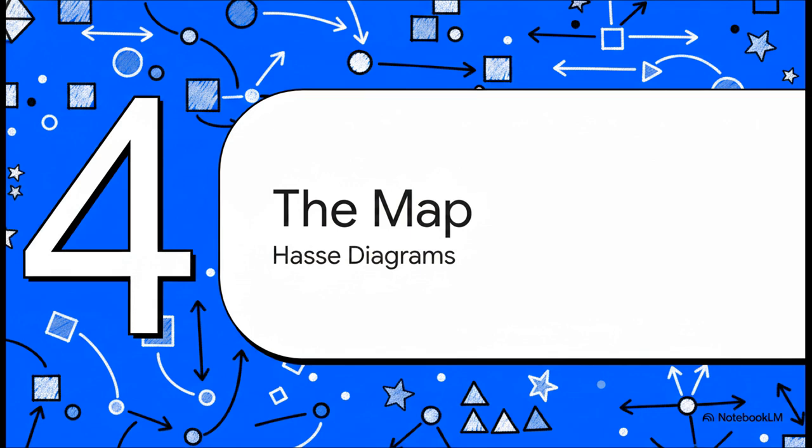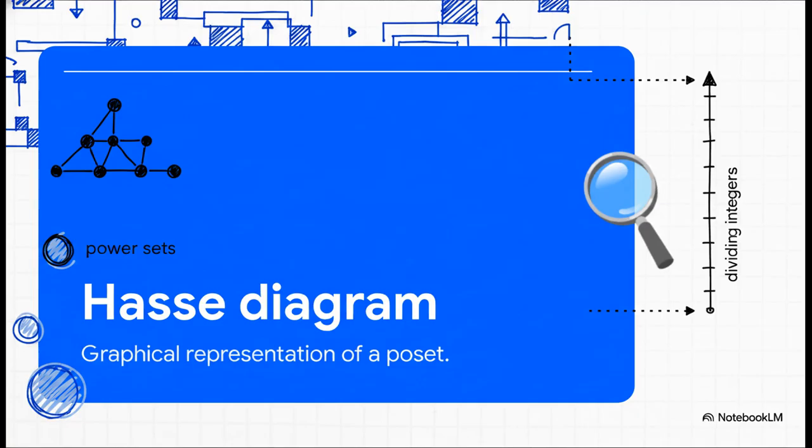Section 4. The map. Visualizing with Hasse diagrams. Let's see how this builds from our concrete examples into the ultimate map we use to visualize them. If a Poset is a landscape of elements connected by hidden rules, we desperately need a map to navigate it without getting completely lost. Enter the Hasse diagram. It's a graphical representation of a Poset. It takes all those invisible, abstract relationships, the power sets, the dividing integers, and it plots them out into a clean visual hierarchy. You are basically looking directly at the architectural blueprint of a partially ordered set.